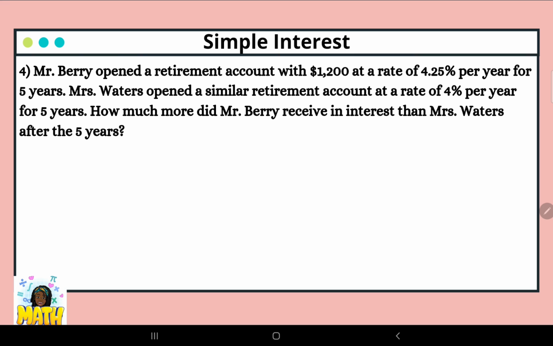Mr. Berry opened a retirement account with $1,200 at a rate of 4.25% per year for 5 years. Mrs. Waters opened a similar retirement account at the rate of 4% per year for 5 years. How much more did Mr. Berry receive in interest than Mrs. Waters after the 5 years? So we're going to have to do two separate calculations. So let's go ahead and split our paper. We'll put Mr. Berry over here and Mrs. Waters over here.